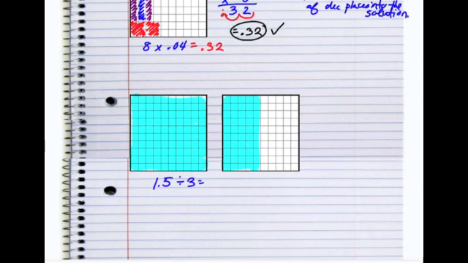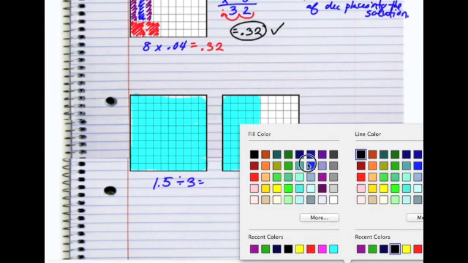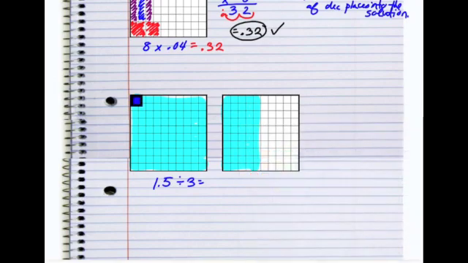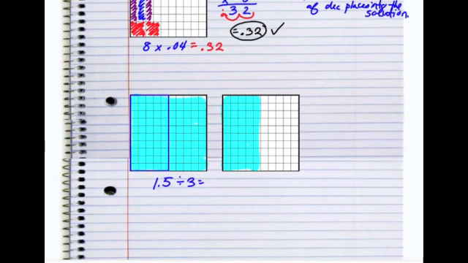I'm going to do that vertically. I know that 5 tenths is equal to half of a whole, and I have 3 sets of 5 tenths in here. So 1.5 divided by 3 is 0.5, or 5 tenths.